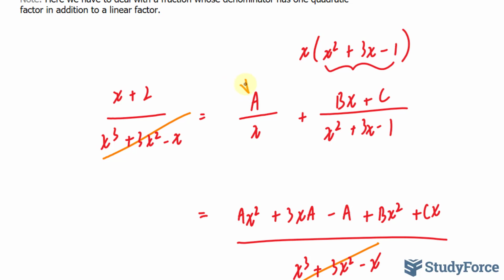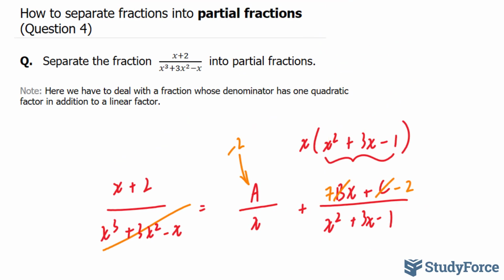So I'll substitute what I found for a into here, which was negative 2. Substituting what I found for b, which was 2, and c, which was 7, into here gives me 2x plus 7. And over here, negative 2 over x. And so there you have it. That is how to separate fractions into partial fractions.